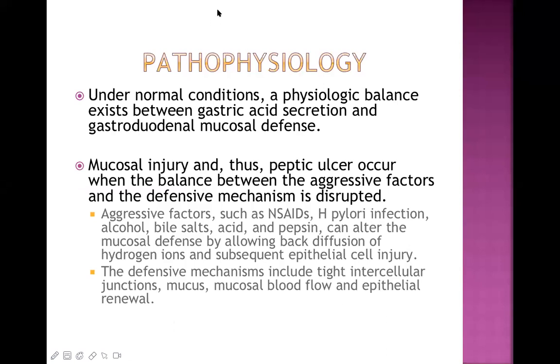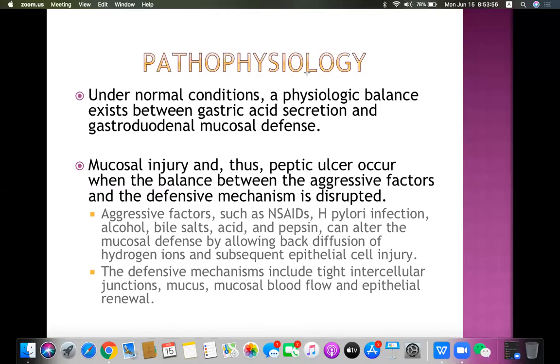Now under normal condition, there is a good balance. Let me explain by underlining it. Under normal condition, there is a physiological or good balance between gastric acid secretion and gastroduodenal mucosal defense. This is a balance. Attacking forces versus protective forces, there is a good balance between them. Now, if attacking forces are more and protective forces are less, then there is a high chance of ulcer formation. Or if protective forces are far weaker than the attacking forces, then also the same thing can happen. Now we should understand what are those attacking forces and what are those protective mechanisms.